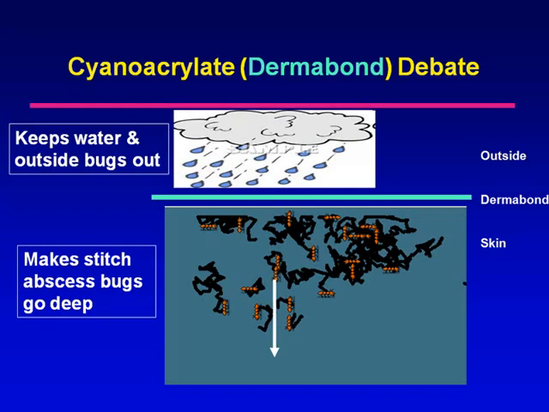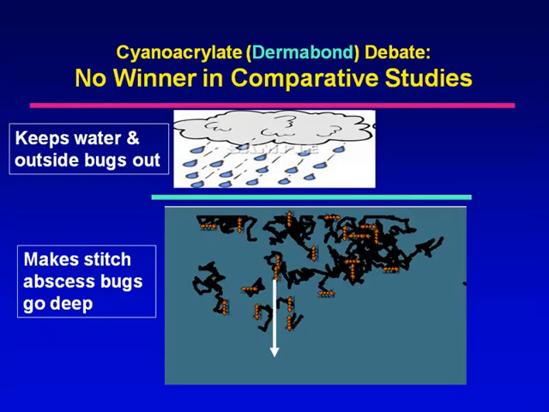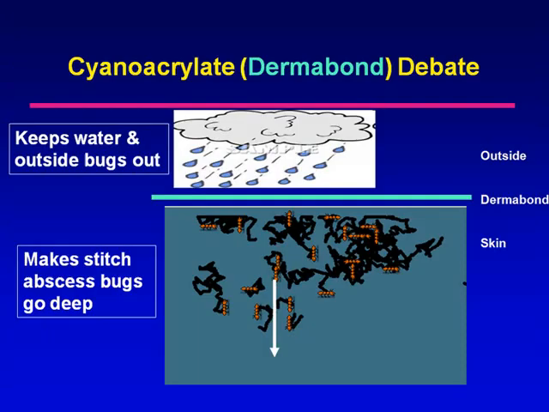The pros and cons of the debate are that if this is the dermabond, the glue around here, with a few bugs at the stitch abscess. That dermabond will prevent the water from getting in, and the outside germs too. On the other hand, it will make a stitch abscess basically worse, because any bugs that are in it can't get out. So there are people who favor suturing the skin and people who favor dermabond.